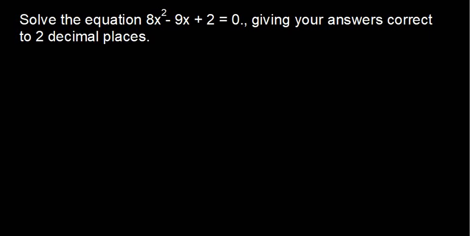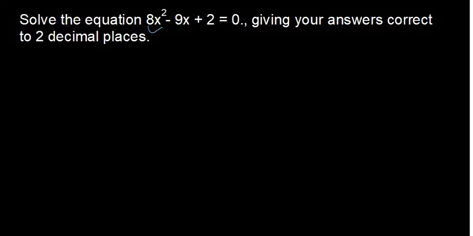So this is question 5B from the 2023 GCE paper 2 mathematics. The question is saying solve the equation. This is a quadratic, and we have to solve it giving our answer correct to two decimal places.